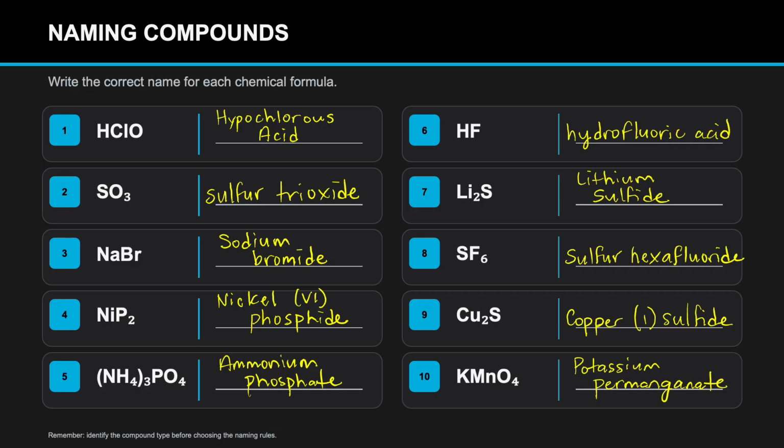So you should have circled sodium bromide, nickel 6 phosphide, ammonium phosphate, lithium sulfide, copper 1 sulfide, and potassium permanganate. And that is going to come in handy when we start doing these harder units to already have that ready to go.